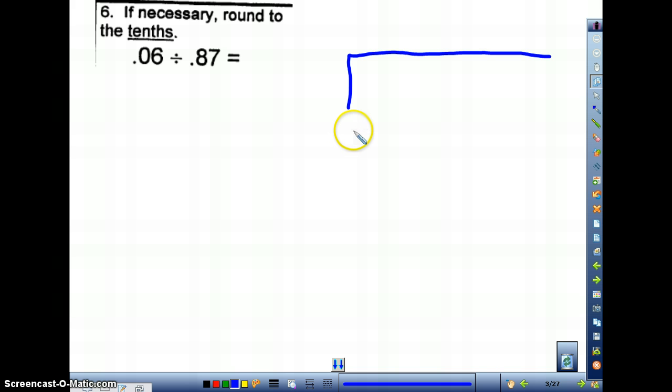All right, this says round to the nearest tenth. This says 0.06 is being divided into that many pieces. So which one goes in the house? Which number goes in the house? If this one is being divided into that many pieces, yeah, the first number goes in the house. So the 0.87 goes outside.